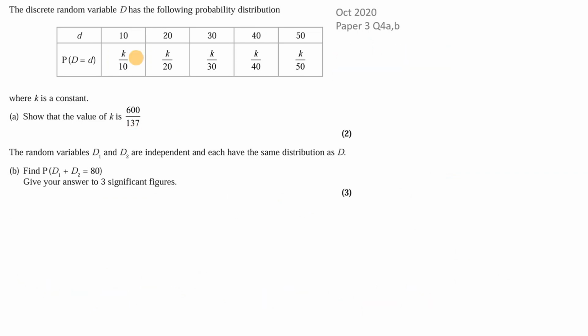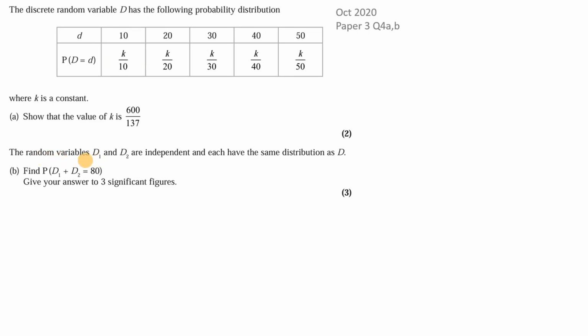Okay, so the question goes on and it says the random variables D1 and D2 are independent and each have the same distribution as D. And for part B, we need to find the probability that D1 plus D2 is equal to 80, giving our answer to 3 significant figures for 3 marks. Okay, so let's just slow down and reread the question to make sure we understand what's going on.